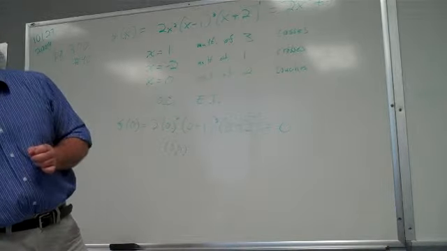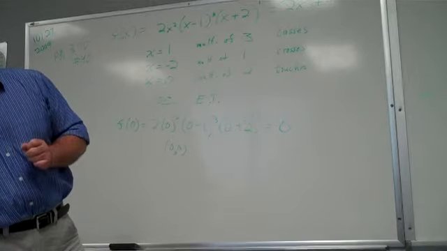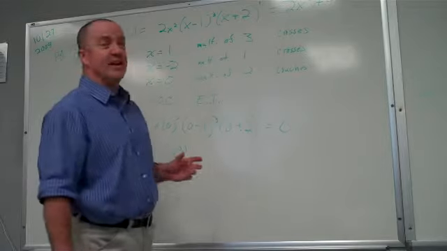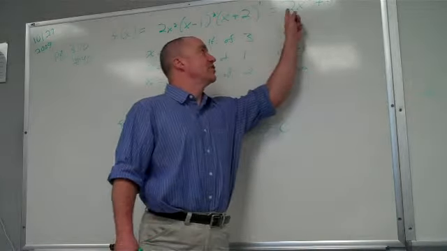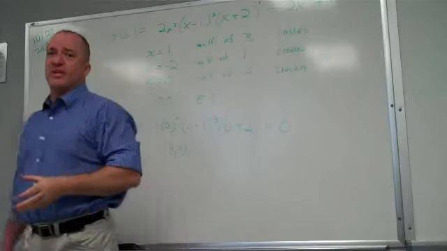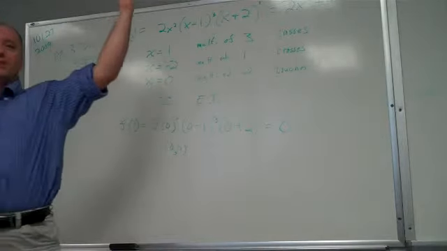I call it the end behavior; your book refers to it as the leading coefficient test. I just say find the end behavior. If it starts with a positive number and an even exponent, what is the end behavior like? Going up on both sides.